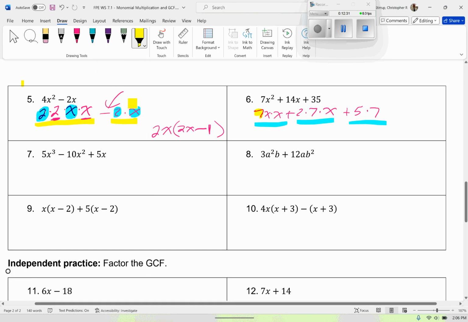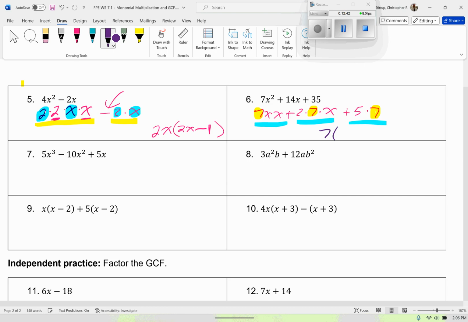A 7. I got a 7 here, and a 7 here. Agree? Does that make sense? They all have a 7 in common? All right, so I'm going to pull a 7 out front. I could put x back together. What is x times x back together? X squared. Plus sign. The plus has to come along for the ride.